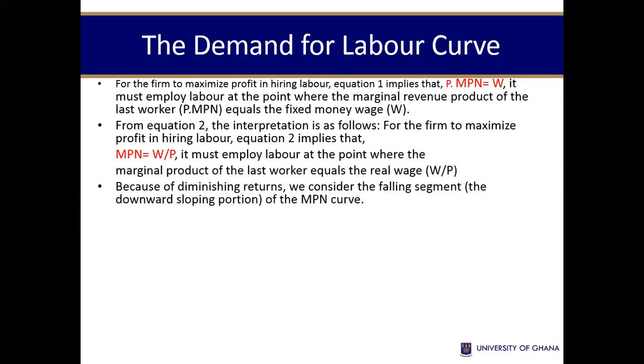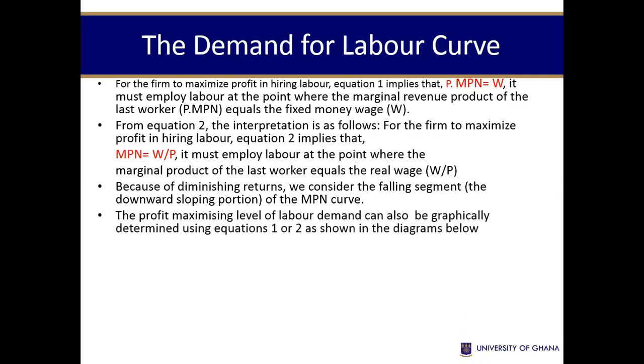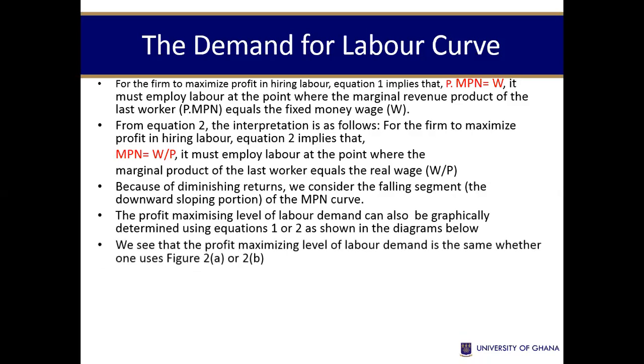Because of the existence of diminishing marginal returns, we just consider the falling part of the MPN curve. There's a constant part, but because of the law, we tend to take the diminishing, decreasing part. So that is just the part that we'll be considering. We are not interested in the constant part or the negative part. So let's look at these diagrams.